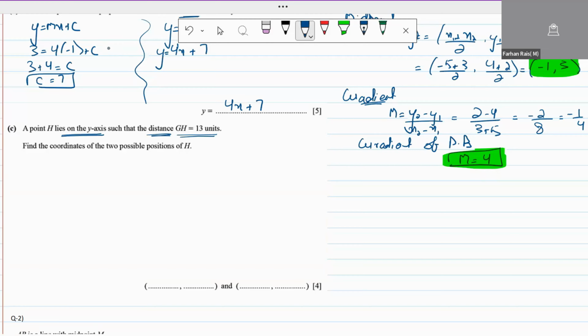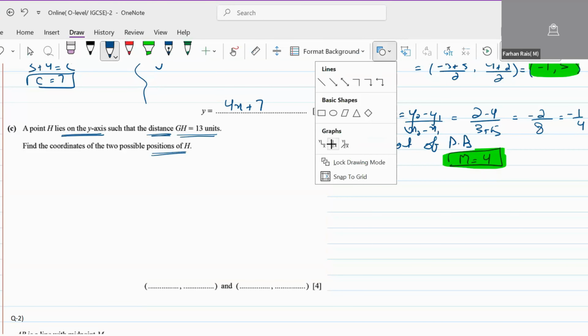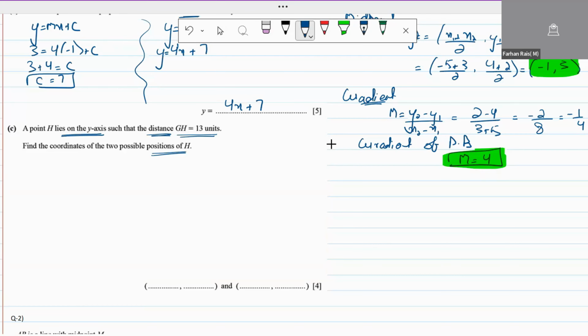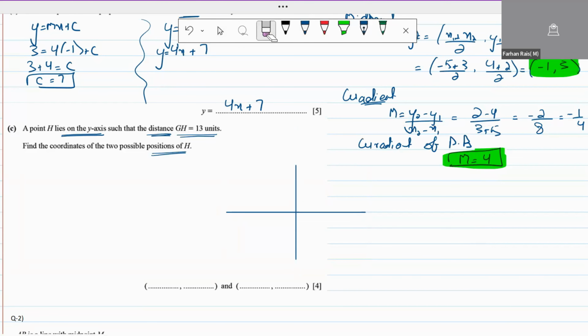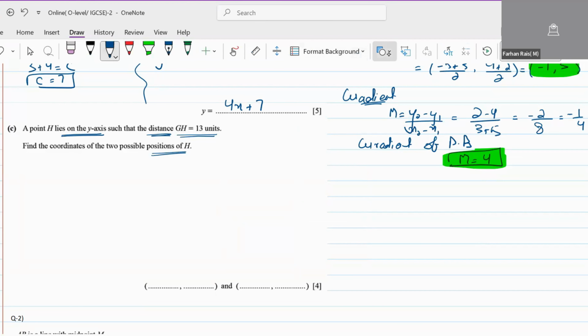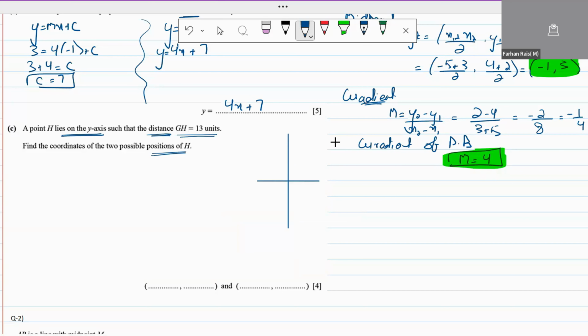So two possible positions. Now, to understand this question, I will draw a rough sketch. It's a rough sketch, please keep this in mind. It's nothing to be scared of. So technically what happens is when a line or any given curve cuts the y-axis, its x-coordinate is always 0. We have to use this condition where the x-coordinate is 0.